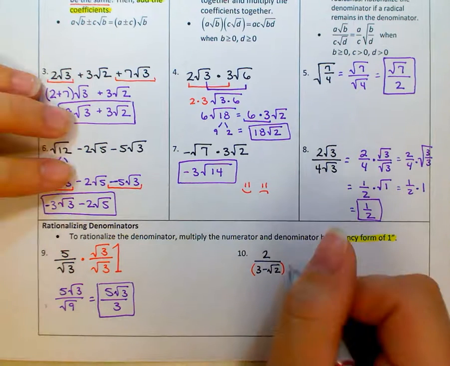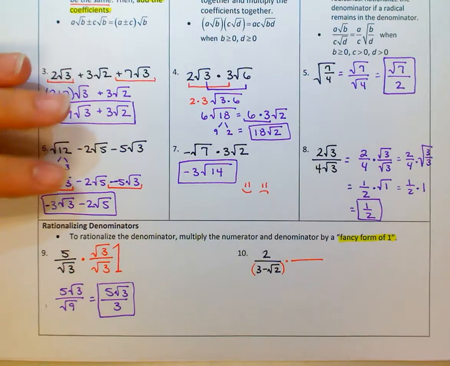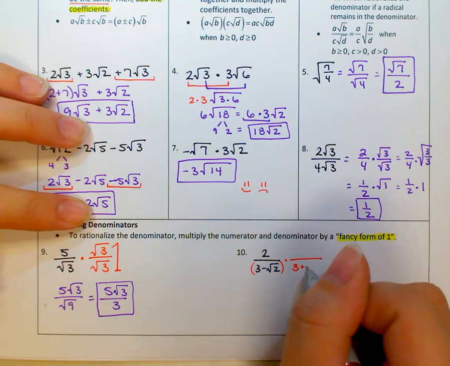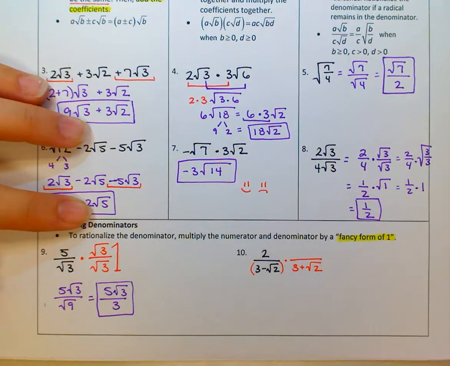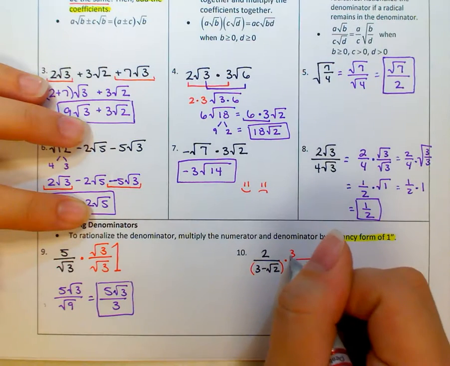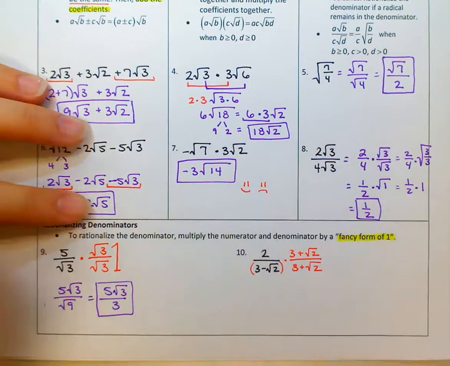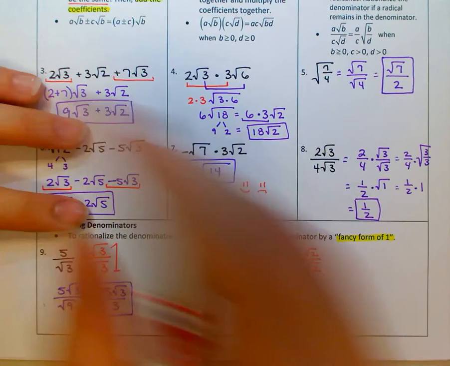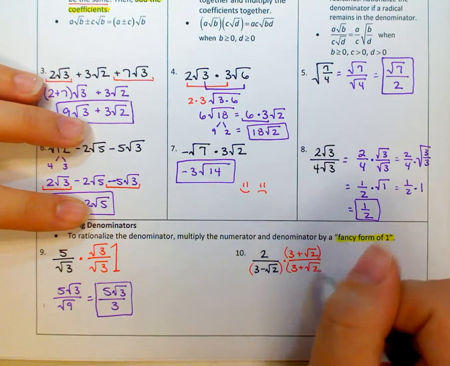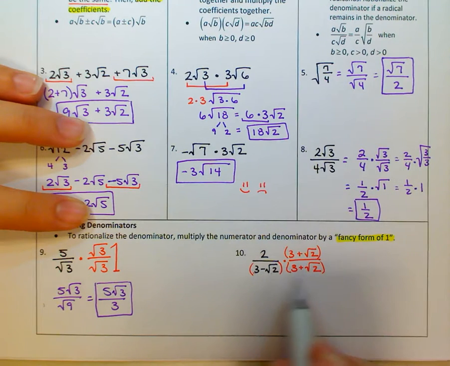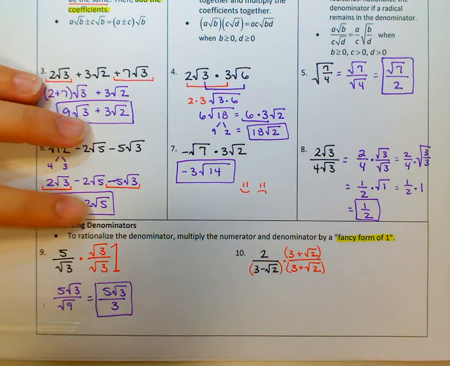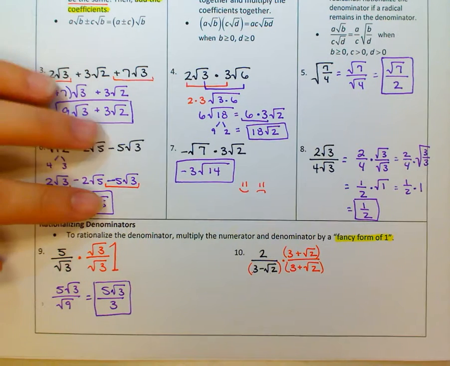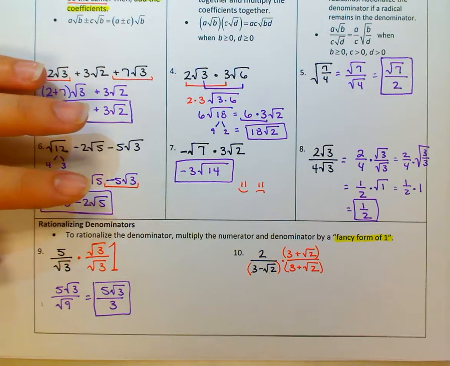Okay, so we're going to multiply. Again, it's a fancy form of 1. We're going to use what I'll now just call conjugates. We're going to do 3 plus the square root of 2 over 3 plus the square root of 2. And actually these would create differences of perfect squares. They should look somewhat familiar to you. Notice it's the exact same numbers. The only thing I've changed is that was a minus and now it's a plus. And the reason I want to do this is because it's going to get rid of those radicals.